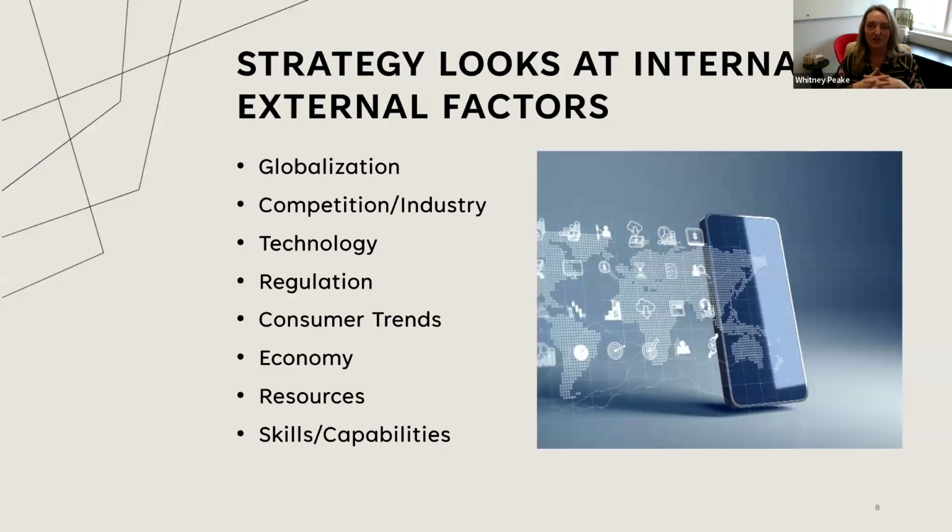So strategy is going to look at both your internal and external factors, and I do want to get a few of these on your radar. You can think about globalization, so how the global economy is connected. If there's a poor wheat crop in South America, how does that influence the rest of the world? Or if something happens in Australia, how does that affect a US market? We have to think about the competition in the industry. Obviously, technology, AI use, those sorts of things are really important. Regulation, politics, the ways consumers behave, the economy, and how it's performing.